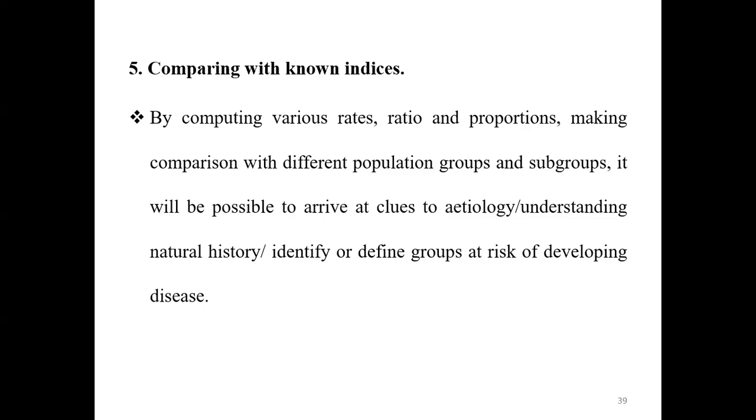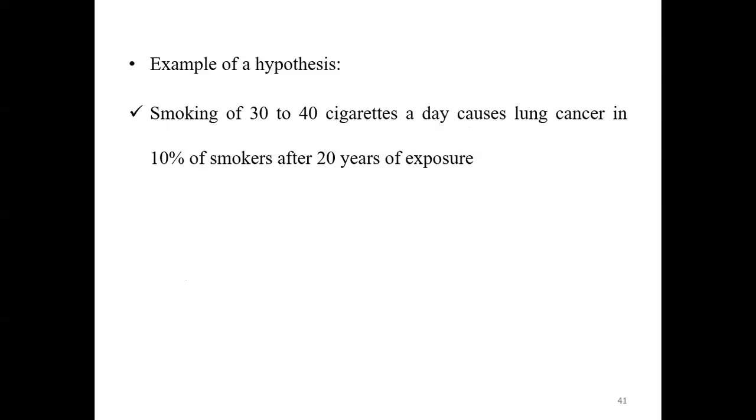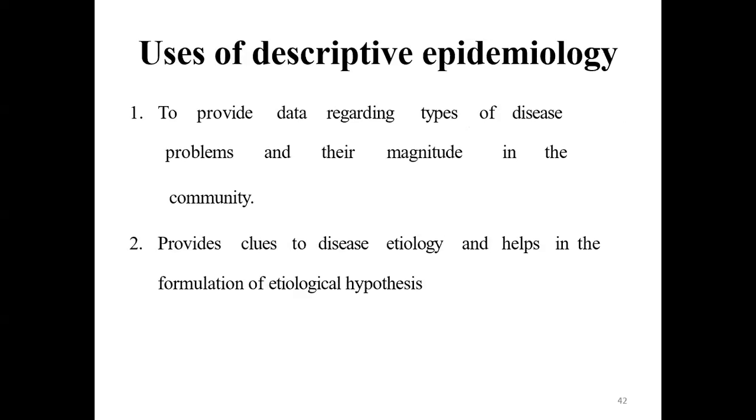The fifth step is the comparison with known indices. By computing various rates, ratios, and proportions and making comparisons, it is possible to arrive at clues to the etiology of the disease. And the last step is the formulation of a hypothesis, in which the hypothesis is a supposition arrived at from reflection or observation, which can be accepted or rejected using techniques of analytical epidemiology. So the success of a research project depends upon the soundness of the hypothesis. An example is that smoking 30 to 40 cigarettes may cause lung cancer in 20% of smokers after 20 years of exposure.